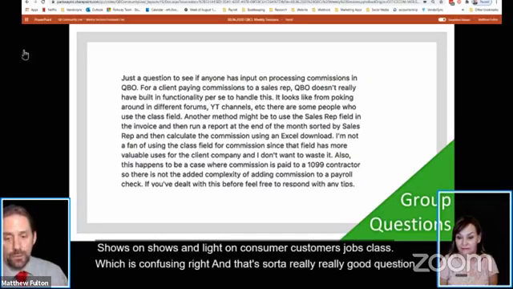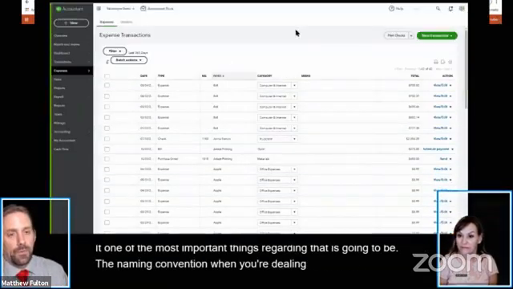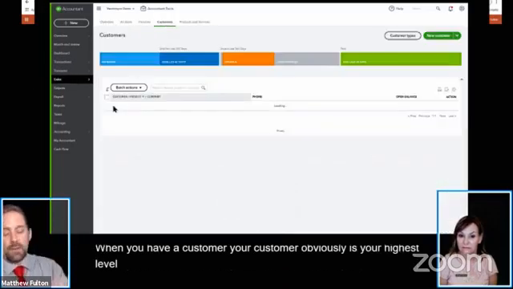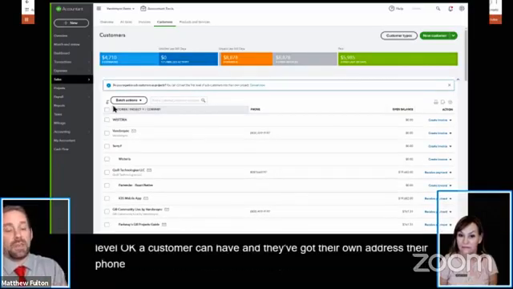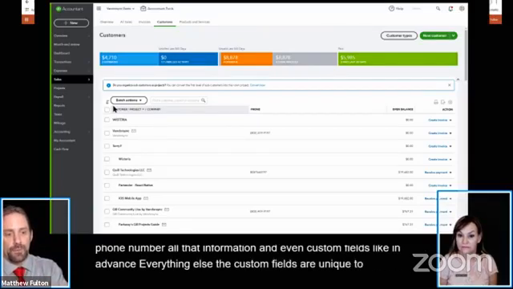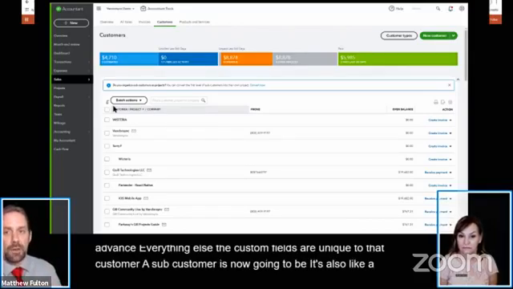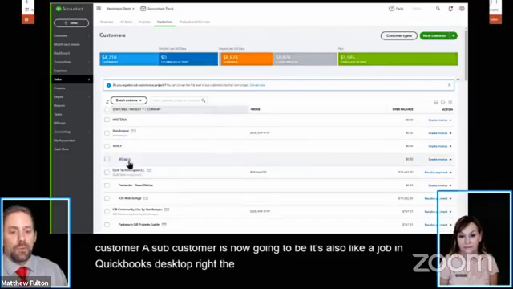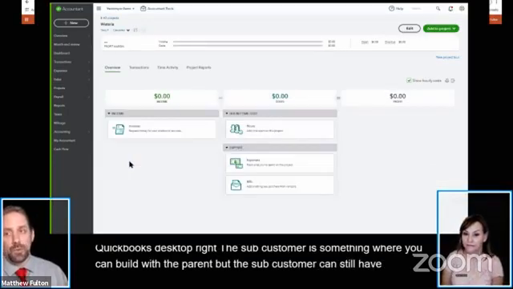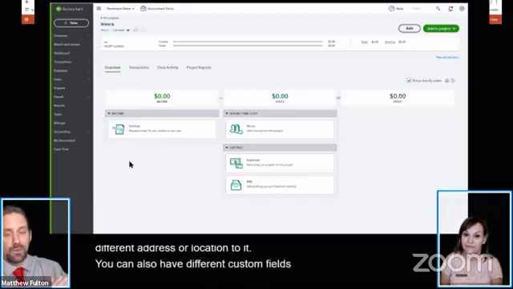One of the most important things regarding that is going to be the naming convention when you're dealing with these things. So when you have a customer, your customer obviously is your highest level, okay? A customer has their own address, phone number, all of that information, and even custom fields like in Advanced. The custom fields are unique to that customer. A sub-customer is also like a job in QuickBooks Desktop, right? The sub-customer is something where you can bill with the parent, but the sub-customer can still have a different address or location. You can also have different custom fields in Advanced for that as well.